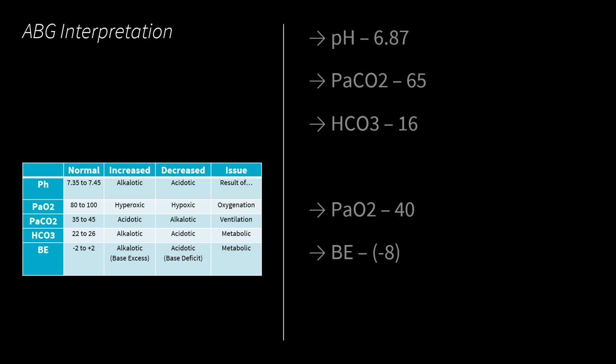We look down to our bicarb, ask the same question. Is it an acid? Is it a base? Is it normal? And we are missing bicarb. And since bicarb is a base and we are missing it, that's the same thing as having an acid. So in this case, both the respiratory component and the metabolic component are contributing to the acidosis that we see on the pH.